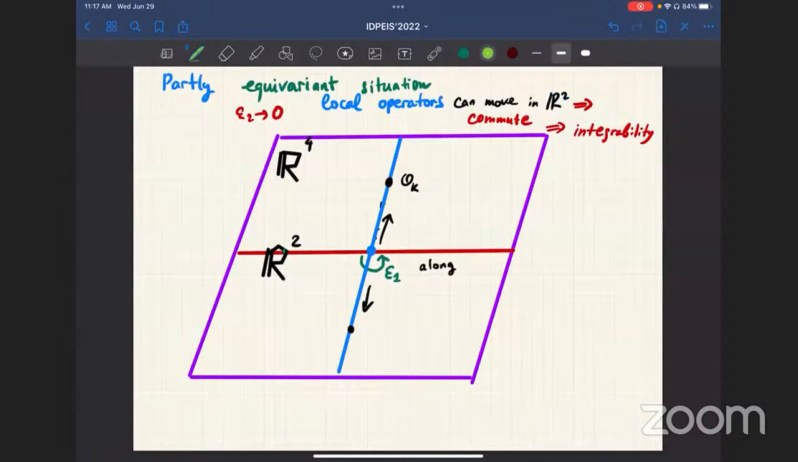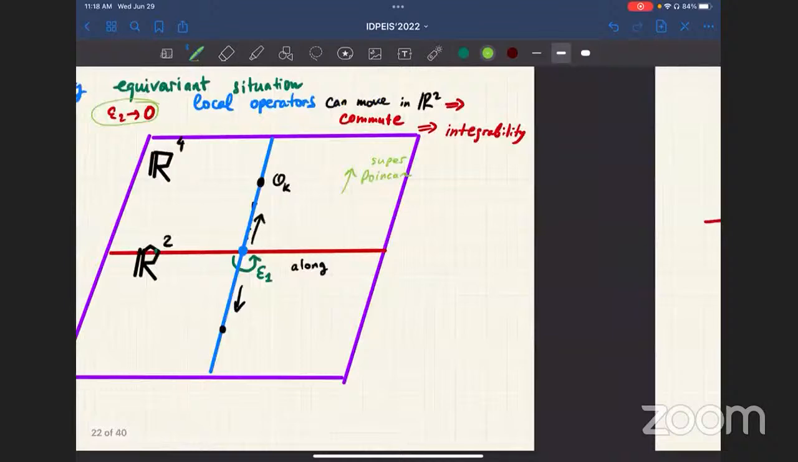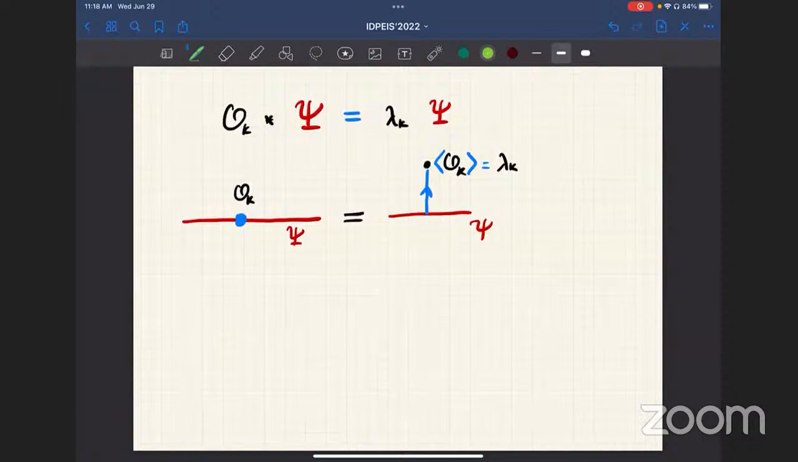Now, if I take the limit when epsilon 2 goes to zero, it's a partly covariant situation where now I have restored the Poincaré invariance and super Poincaré invariance in two dimensions. So my local apparatus are now suddenly allowed to move, and also the surface defect is allowed to move in this transverse direction. They still cannot move along the surface defect because there I have this rotation symmetry acting.